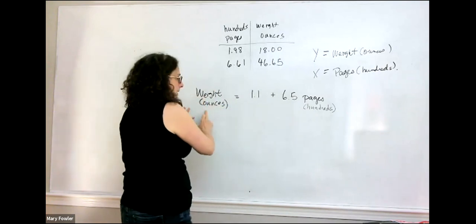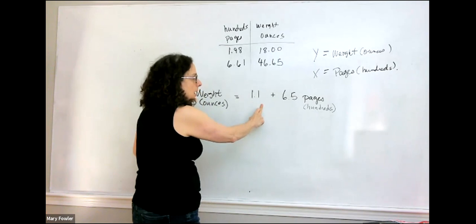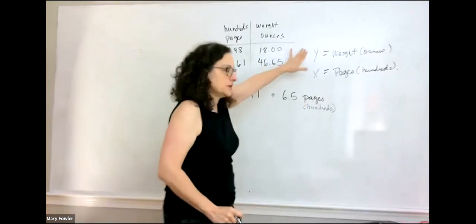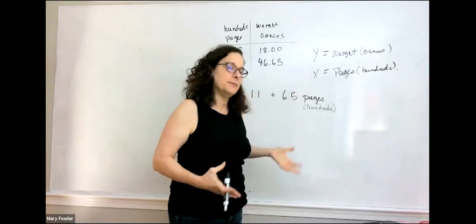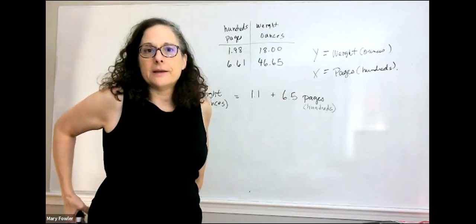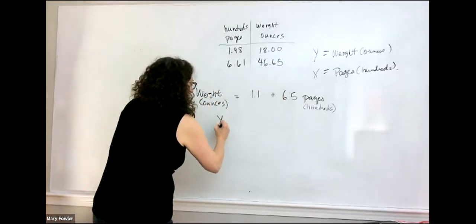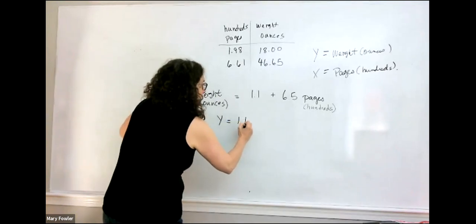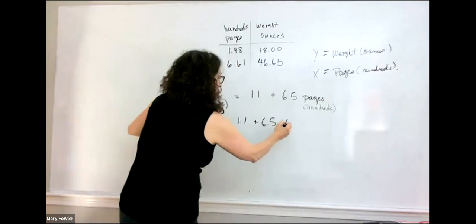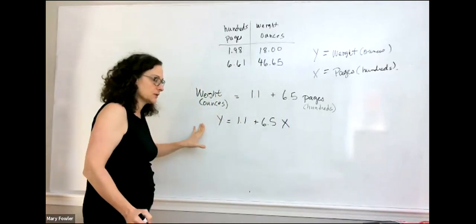Over here, where we have weight in ounces, is equal to 1.1, which I rounded to 1 decimal place, plus 6.5 times the number of pages. I like to use the X and the Y whenever we can, because once you figure out what your X and your Y is, then if you write it like that, it's just a little easier. And the formulas that we have are all in the X and Y notation. So I like to jump in right here and start to talk about this.